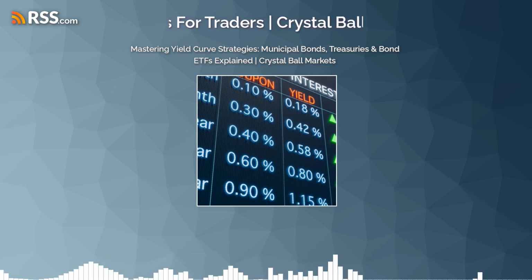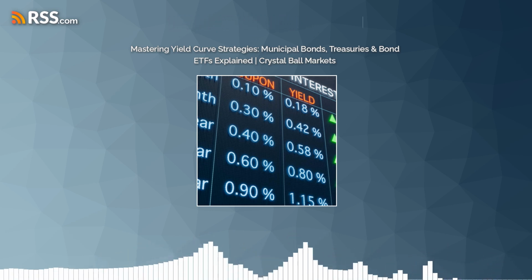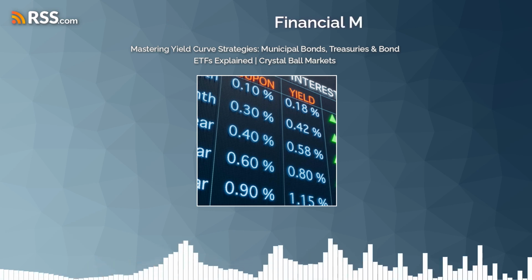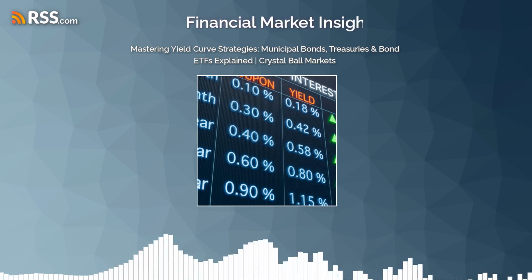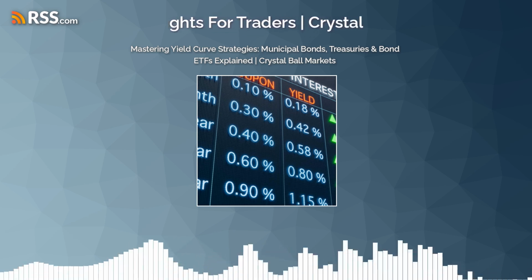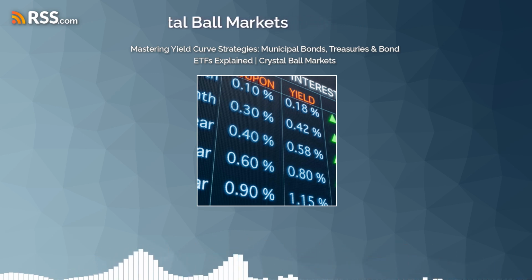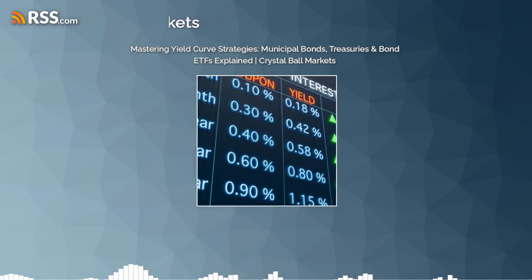Bringing it all together. So where does this leave us? If you prioritize safety, stick with treasuries. If you're looking for tax efficiency, especially at higher income levels, munis are powerful. If you want simplicity and diversification, bond ETFs are your friend. And if you need steady, reliable income, a bond ladder strategy is tough to beat.